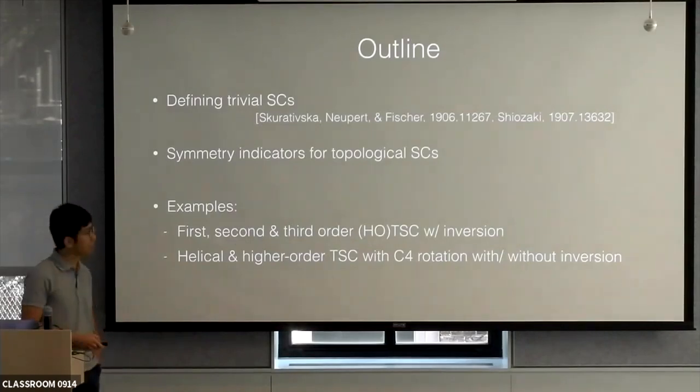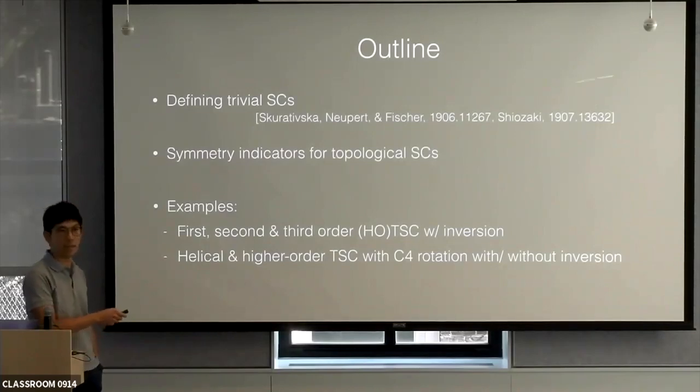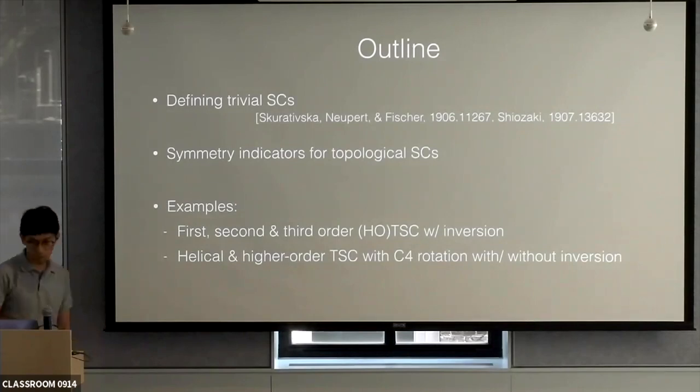So here's the outline for the talk today. I will first try to define what the trivial superconductors are, and then talk about how to get symmetry indicators, and then finish with some examples. So let me also point out that we are very much inspired by these two works that came out in the past 2 or 3 months. They basically outlined how you should define trivial superconductors for the purpose of symmetry indicators.